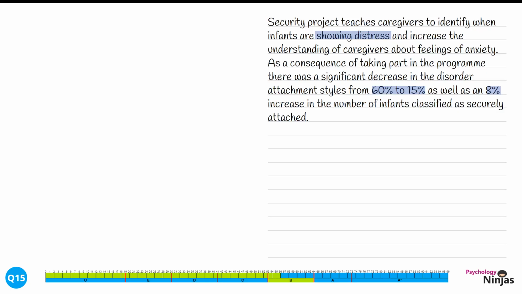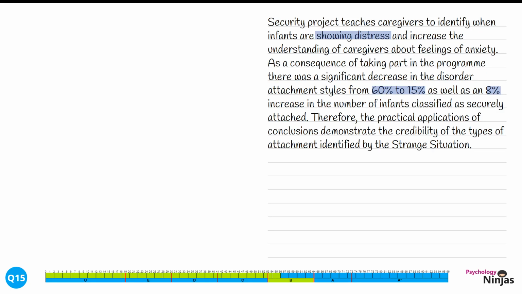And then we're going to give a mini judgment about applications. Therefore, the practical applications of conclusions demonstrate the credibility of the types of attachment identified by the strange situation. It's really important in our evaluation here that we explain why the application is important.